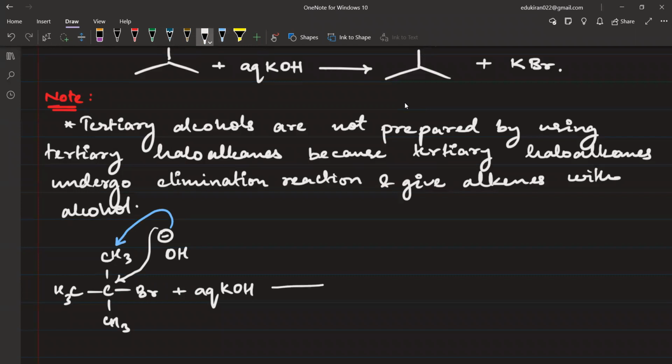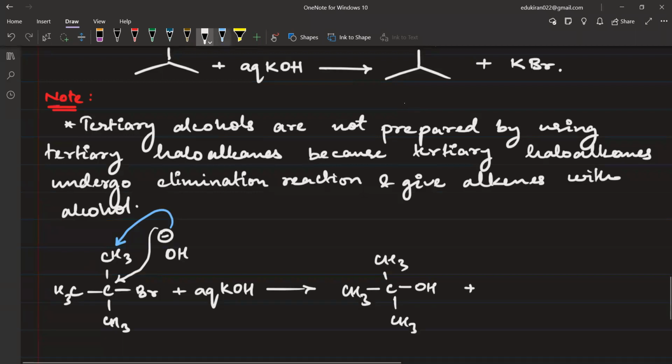Now, if I go through the white arrow, then I will be getting a substitution reaction, and I will get CH3, carbon, CH3, OH, and CH3. Br will leave as a good leaving group. And if I use the blue arrow, then I will be getting this product here, CH3, carbon with a double bond, CH2, and then CH3. Now, once we are getting a mixture of alcohol and alkene, that is why it is not a preferred method of preparation for alcohols.